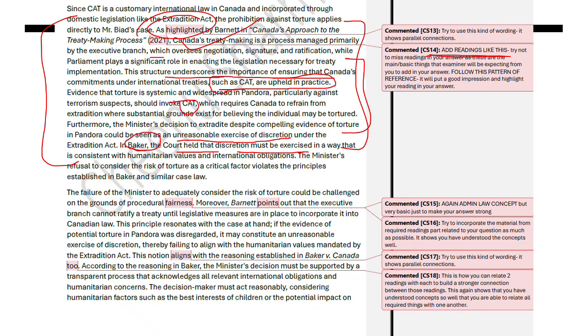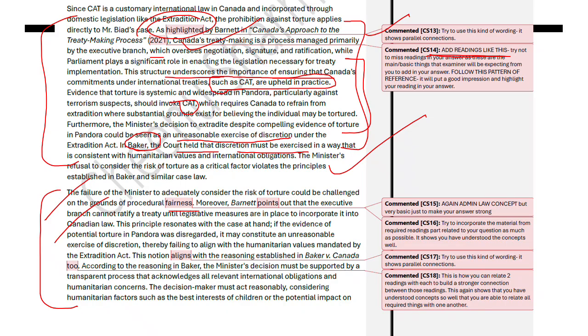So the failure of the minister, you can see how I am relating everything. I am taking one line from the problem and relating that with the readings, with the cases, and trying to create a storyline here so that the examiner can follow the essence, like what you are trying to make the examiner understand side by side. So there is a smooth flow that should be going in your answers. The failure of the minister to adequately consider the risk of torture could be challenged on the grounds of procedural fairness. Again, an admin law concept, but very basic, just to make your answer strong.